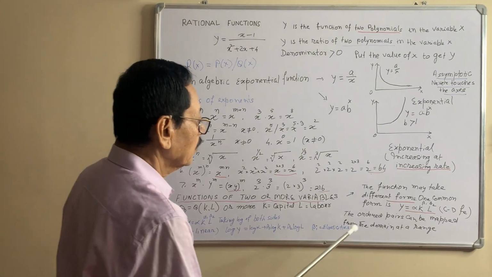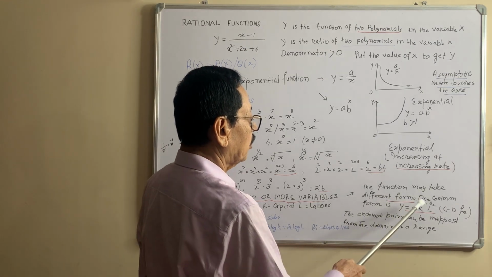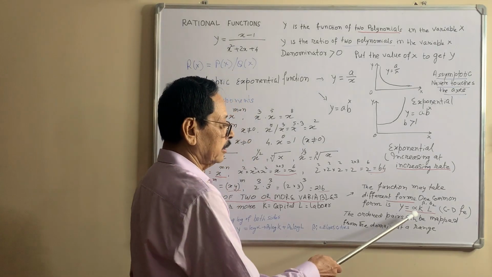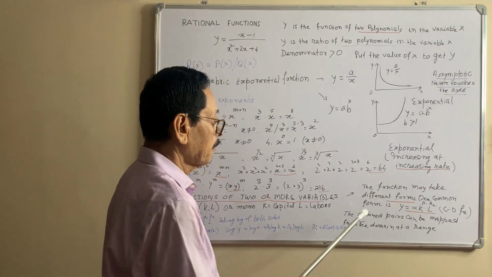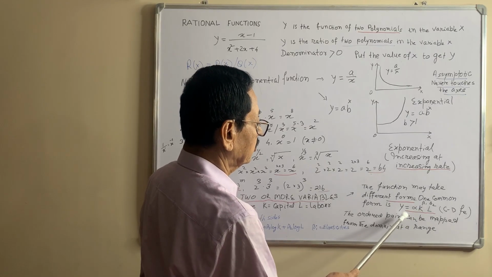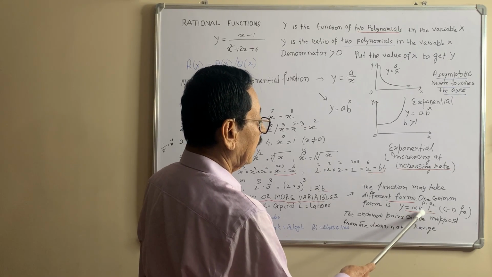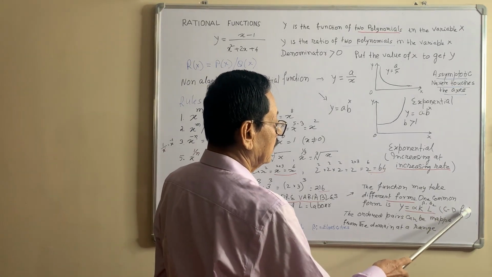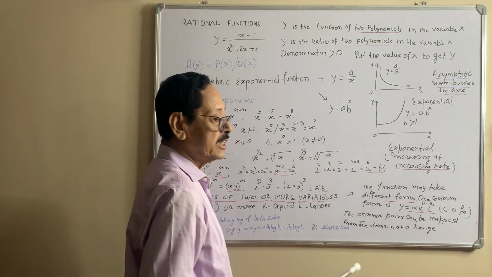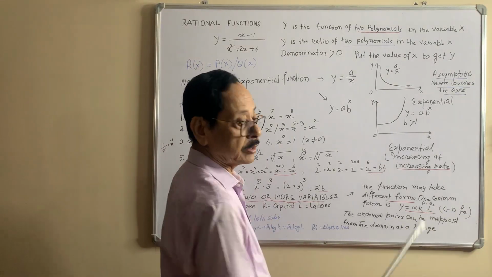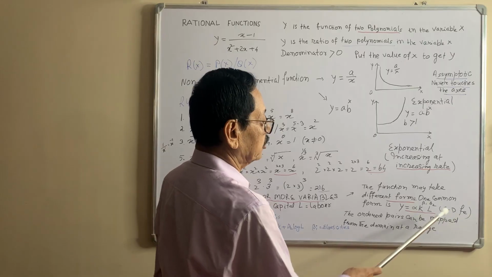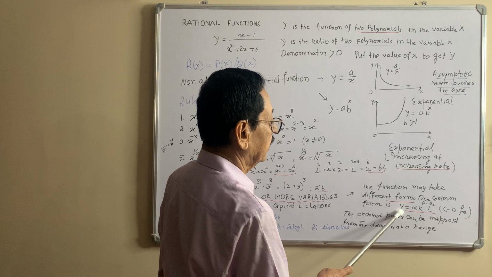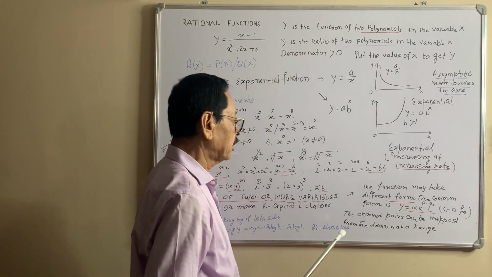So K is the capital, L is the labor. The function may take different forms. One common form, as we have come across, and used in research also, is the power function y is equal to alpha K to the power beta 1 L to the power beta 2. It is termed the CD function, the Cobb-Douglas function. There are two persons, Cobb and Douglas, who developed it, so the function is named Cobb-Douglas function.